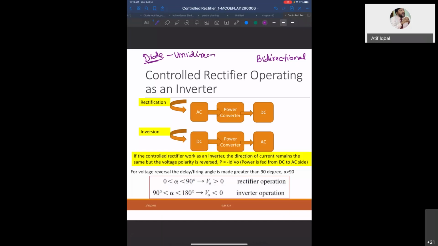Unidirectional. What is the meaning of unidirectional? Unidirectional means the current will only flow in one direction. So if it is a diode-based rectifier, this is AC, you will get DC. Okay. So power only flows from AC to DC, the current only flows from AC to DC. There is no reverse power flow possibility because of the diodes. Diode never operates in the reverse direction.